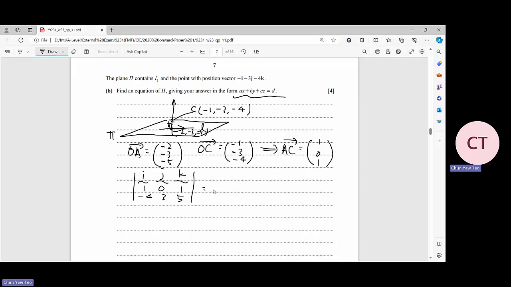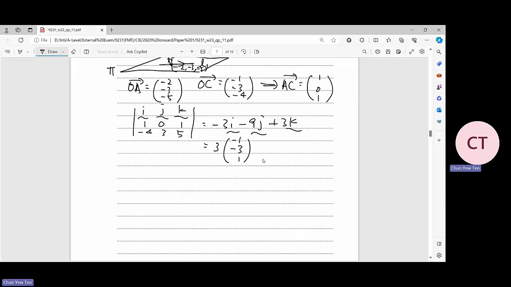So just calculate, you get -3i. Then this one is 5 plus 4, 9, so it's -9j. Then k will be 3k. And if you factorize the 3 out, you get -1, -3, and 1. Okay, that will be your normal vector. So it means my normal will be -1, -3, 1.